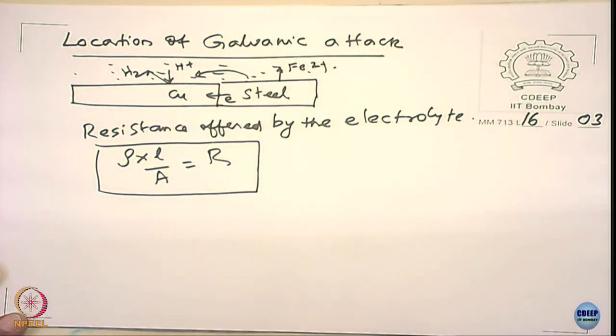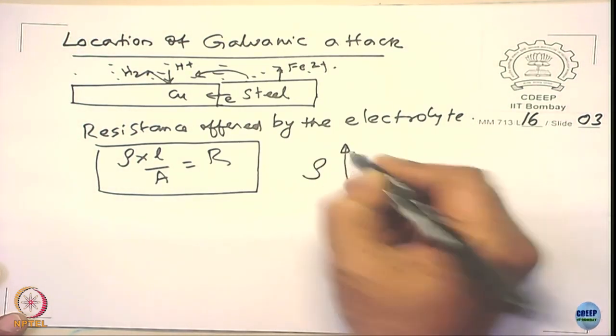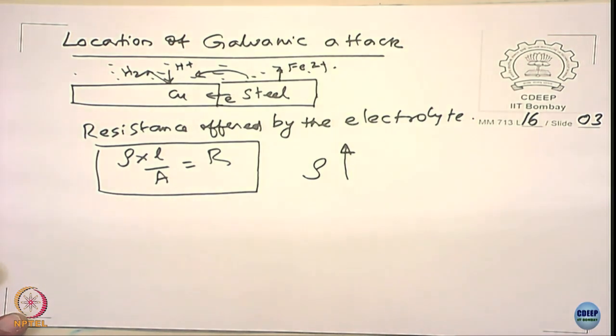So that means if the resistivity of the electrolyte is increasing, what is going to happen? Assume that there are two electrolytes, one with a higher resistivity, the other with a lower resistivity, and you will see the attack. What kind of attack difference will you find? The same copper and steel, one with a higher resistivity, the other with a lower resistivity. What kind of differences do you see by just observing them?